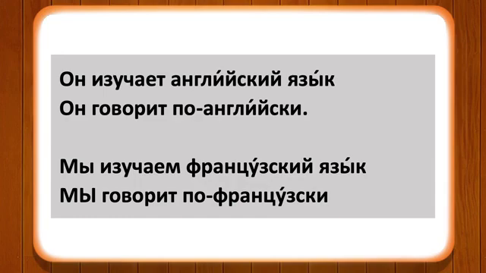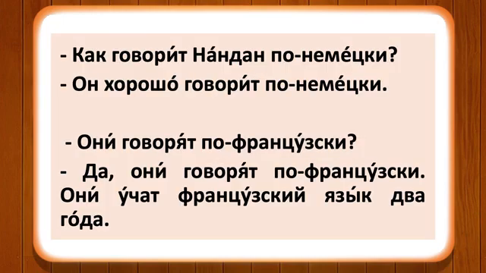Мы говорим по-французски. The next dialogue is как говорит Нандан по-немецки? Он хорошо говорит по-немецки. So we are answering the question как, which means how. It also will be answered by using an adverb. So we answer the question как by using хорошо. Как говорит Нандан по-немецки? How does Nandan speak in German? Он хорошо говорит по-немецки. He speaks well in German.